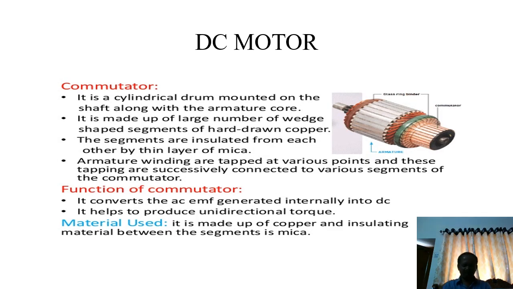A commutator plays a major role here. When we are discussing DC generators, the function of the commutator is to convert alternating current into unidirectional current. From that point of view, we use the commutator as a rectifying device in the DC generator. Here we are going to learn that. So this is the armature, and this is the commutator. These are the segments.